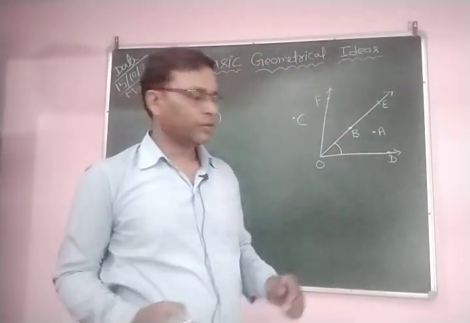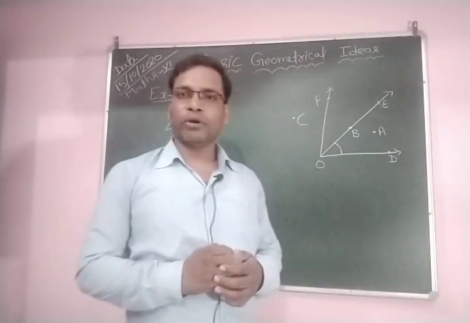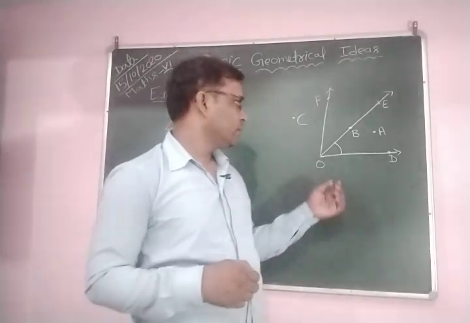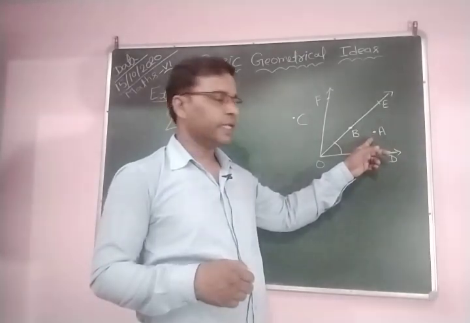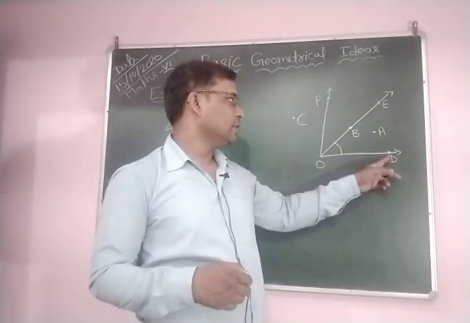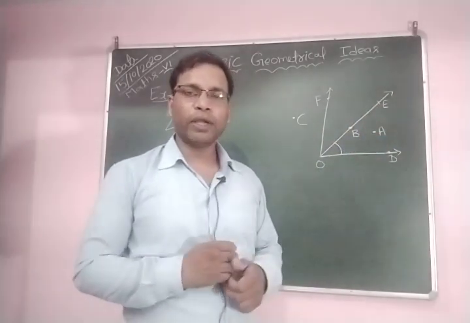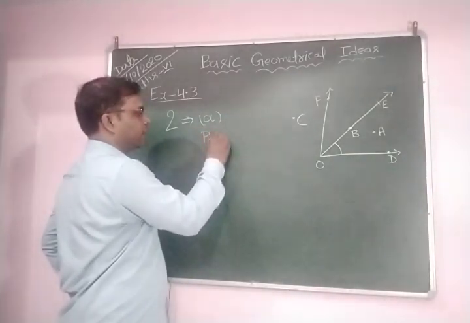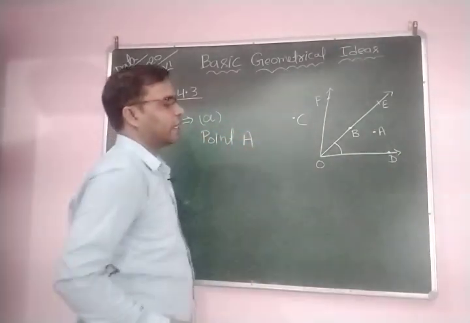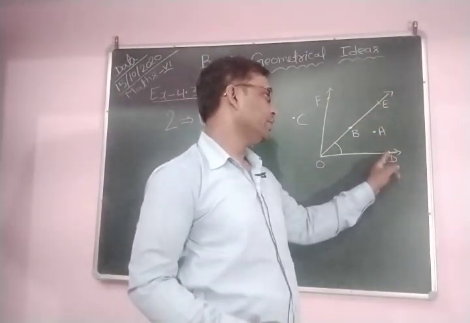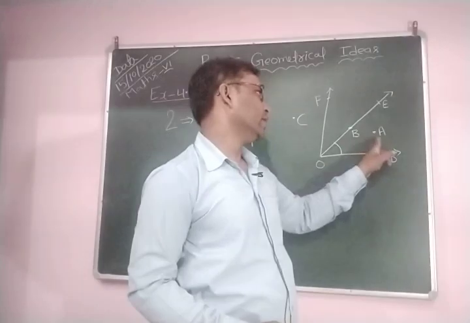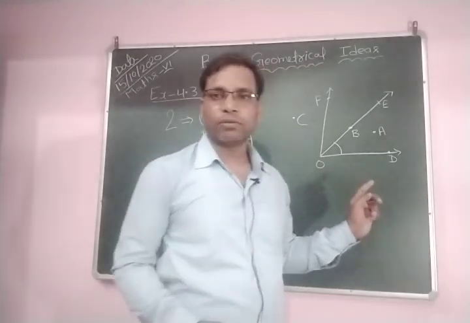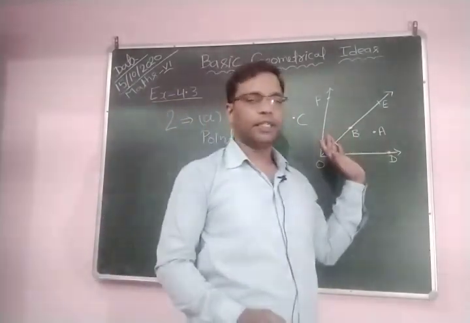You know very well what an interior point, exterior point, and boundary point is. A point which lies inside the angle is called an interior point. So you can see point A is lying in the angle DOE. So the interior point is point A. B is a boundary point. E is a boundary point. O is a boundary point. D is also a boundary point. Only A is an interior point.